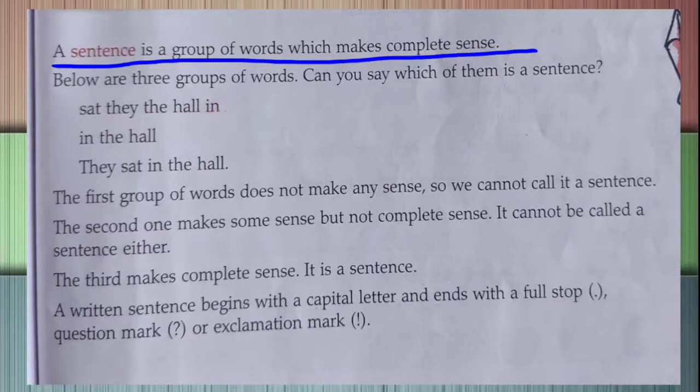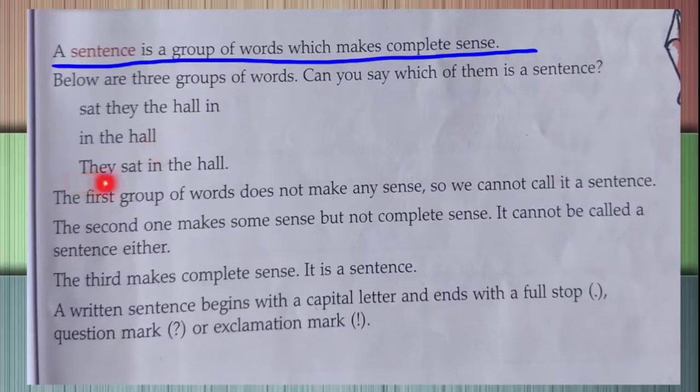Here what's the definition? Which makes complete sense. You can easily understand what this sentence is actually saying. So this is known as a sentence. The first sentence we cannot understand. In the hall, always remember, a sentence will start with a capital letter and end with a full stop, question mark or exclamation mark. But here, your sentence does not start with a capital letter and does not end with any punctuation mark. So it's not a sentence.